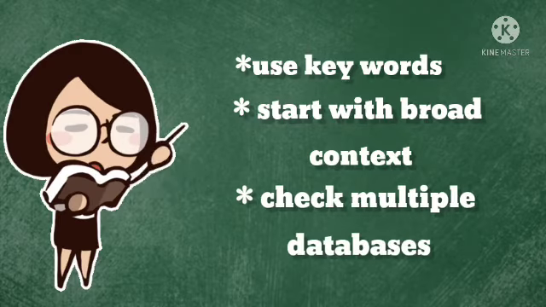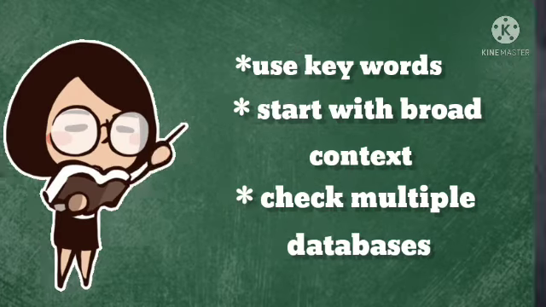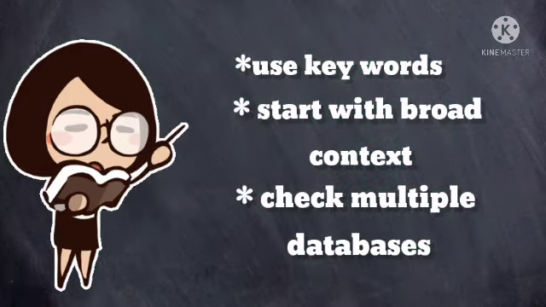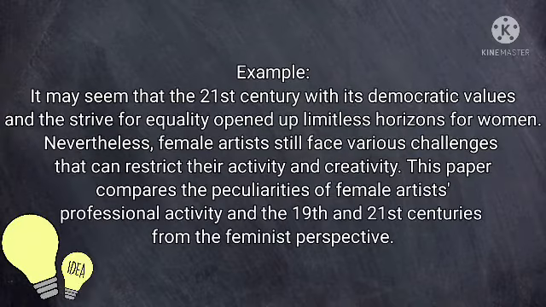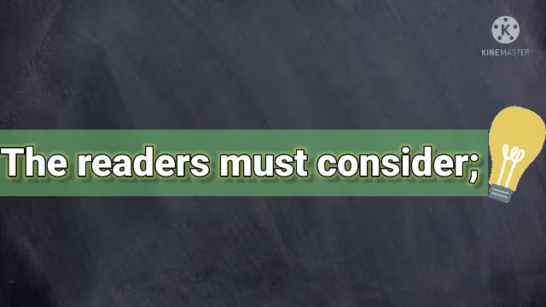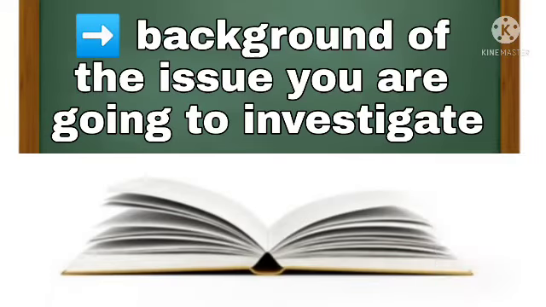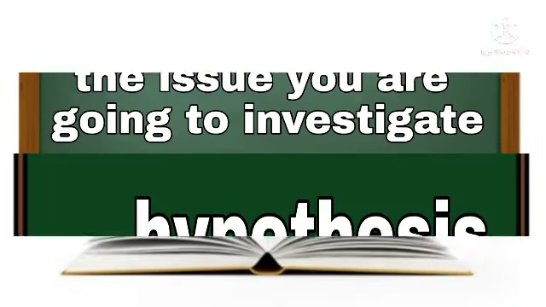Check multiple databases. Don't forget that there are plenty of them and you can examine several. It's always possible to find enough information. You should know the basics of digital library management and search for sources properly and effectively. Take a look at our example of library research hypothesis. Overall, by the end of your overview, the reader should know two things: the background of the issue you are going to investigate and your hypothesis.